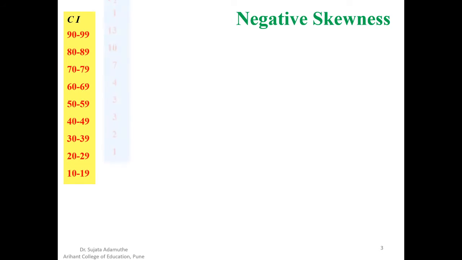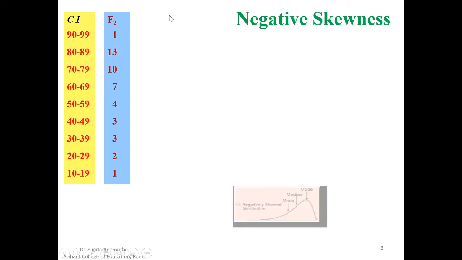Then we will see negative skewness. There are two types of skewness, negative skewness and positive skewness. From that, for negative skewness, we will see the second group. That means the maximum frequency, if we plot the graph, will come on the right side, right? We'll see how it will come.